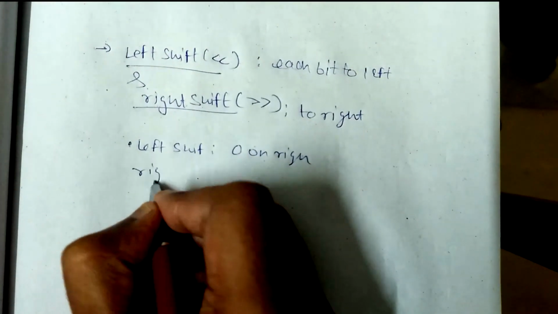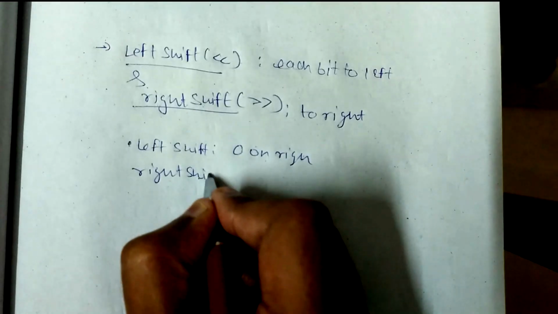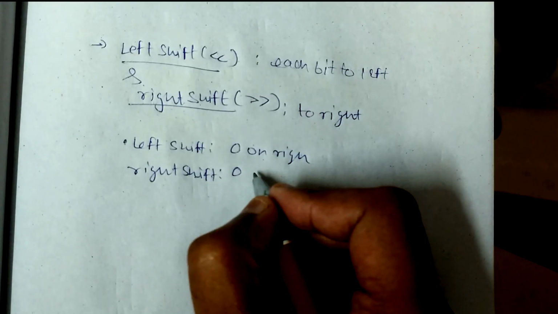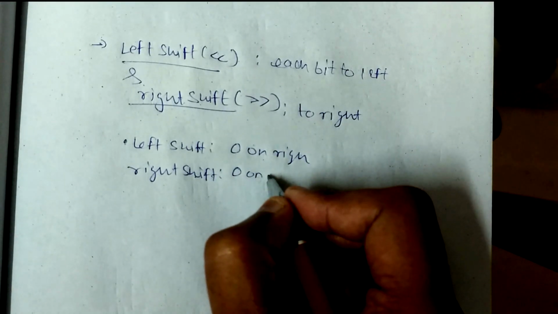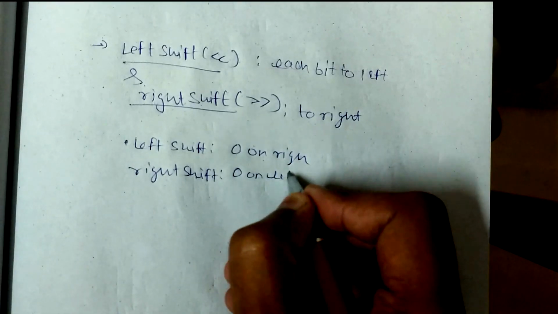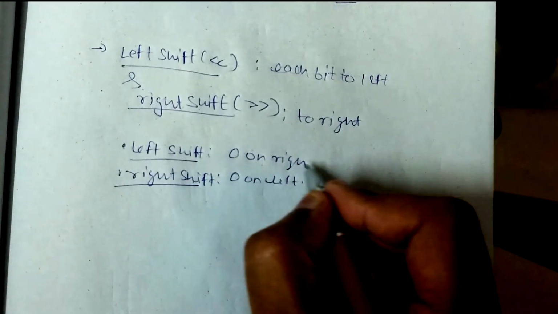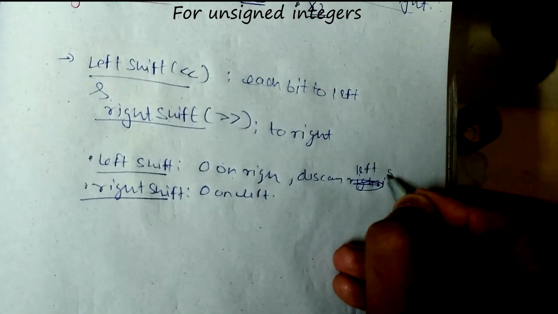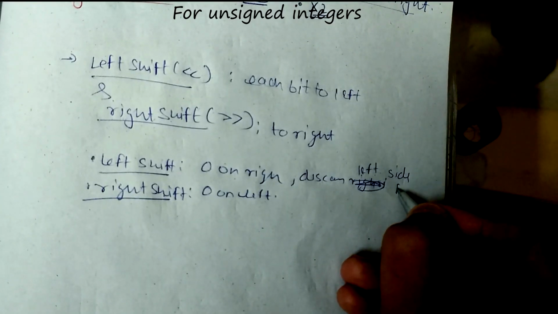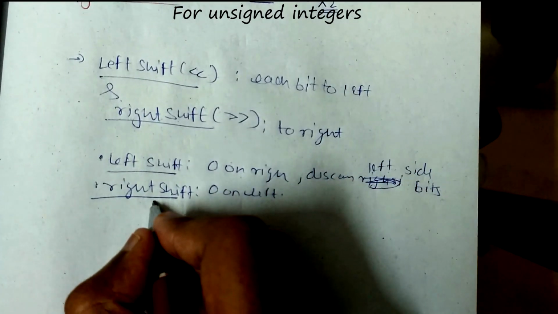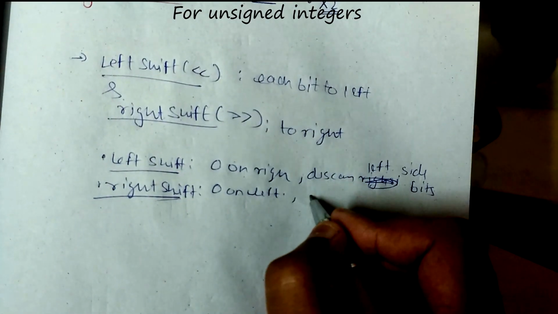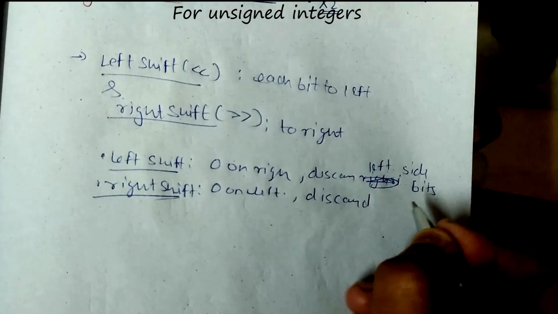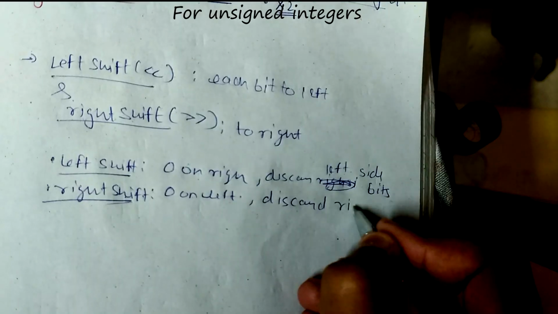And if it's a right shift, we put a 0 on the left side. If it was a left shift operator, we would discard the left side bits, and if it was a right shift operator, we would discard the right side bits.